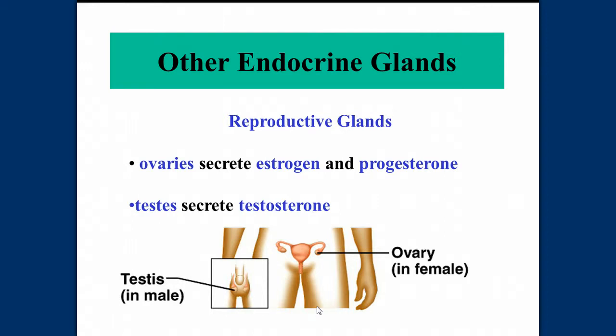Other endocrine glands, you have reproductive glands. The ovaries secrete estrogen and progesterone. We'll talk more about this when we get into the reproductive system. The testes secrete testosterone. And that is the end of our chapter 11, the endocrine system.